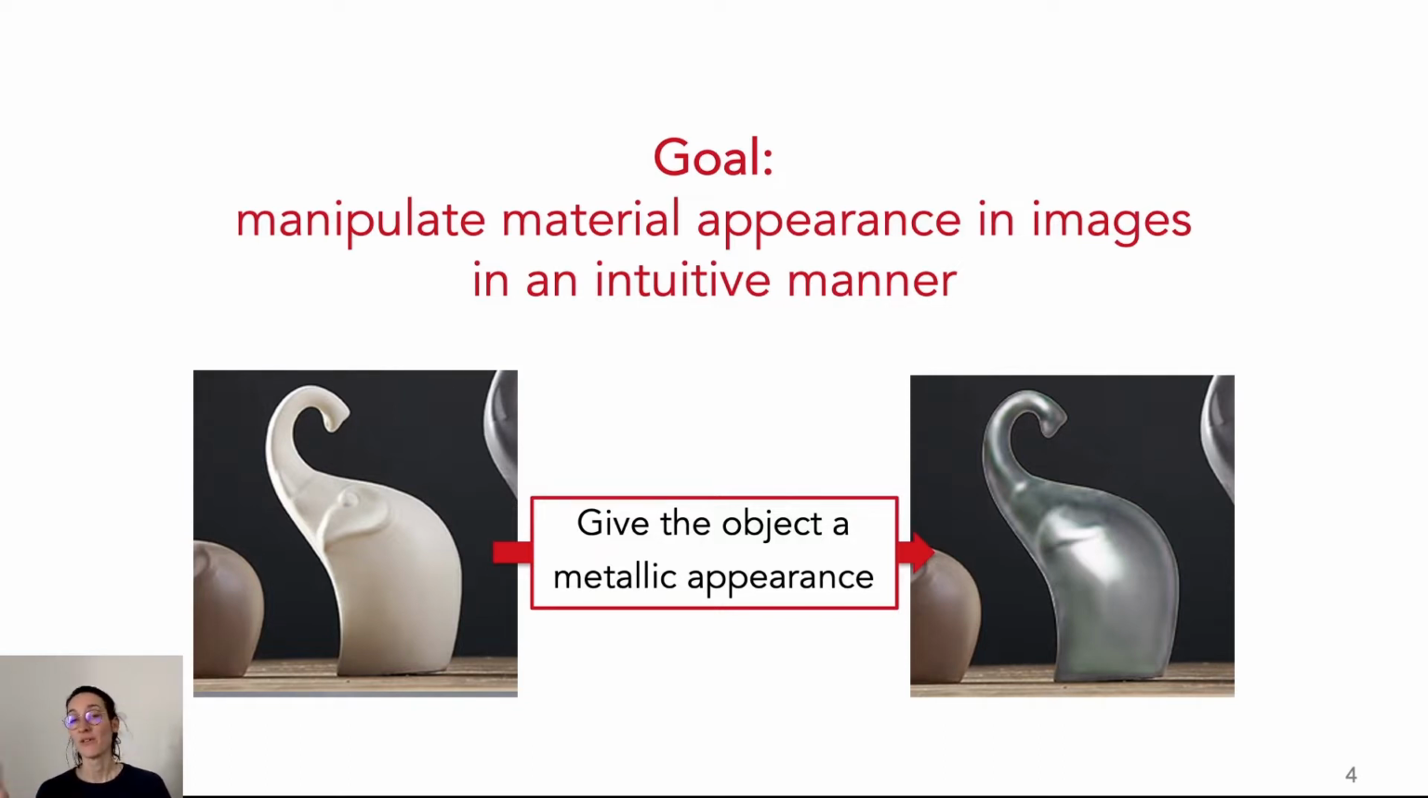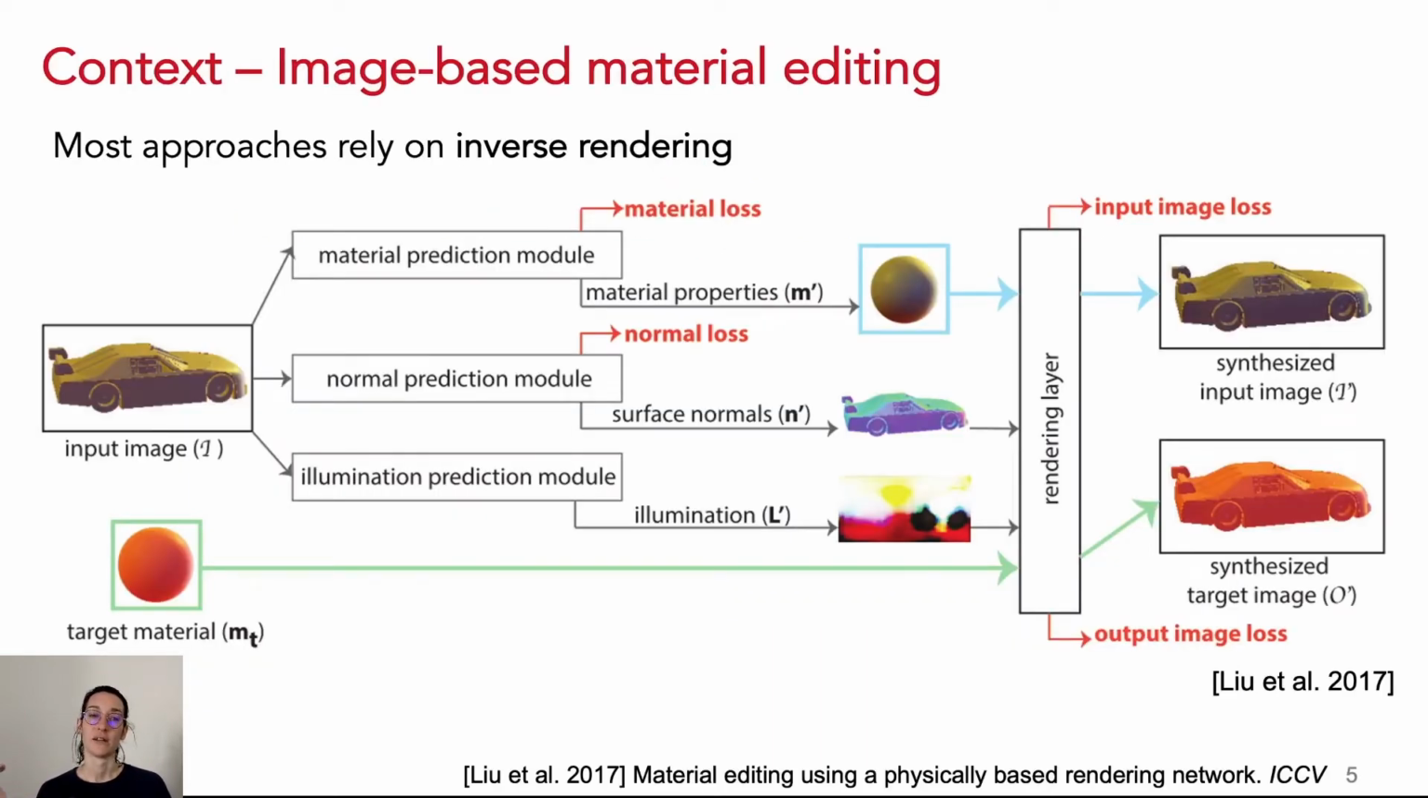Well, obviously, we're not the first ones trying to modify material in images, but most approaches rely on inverse rendering, that is, decomposing the image into, for example, its material properties, geometry, and illumination, and then re-rendering the scene given those predicted properties. And then you can change, for example, the material and have a change in the final image.